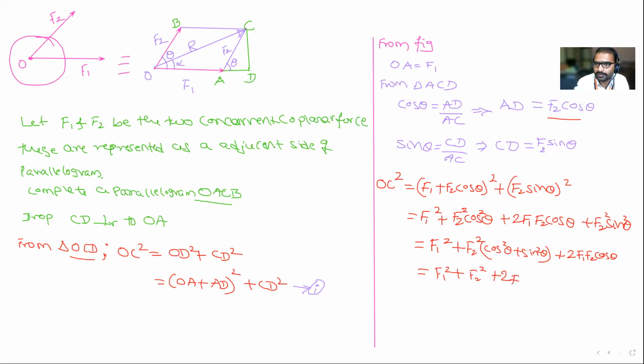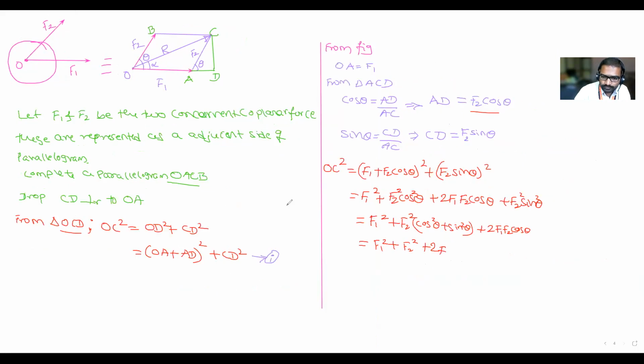So this is OC square. What is OC from the figure? OC is the hypotenuse, that is the resultant. So the resultant is R. R square is equal to F1 square plus F2 square plus 2 F1 F2 cos theta. Now R is equal to the under root of F1 square plus F2 square plus 2 times F1 F2 cos theta.